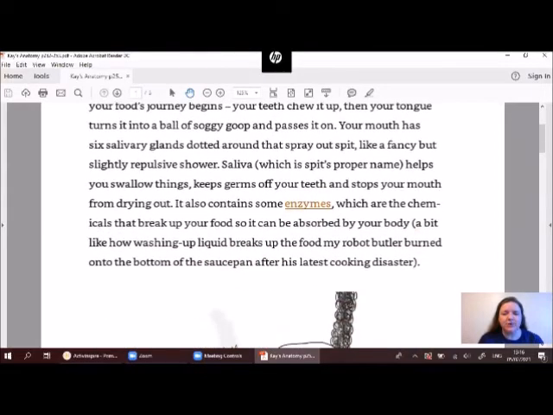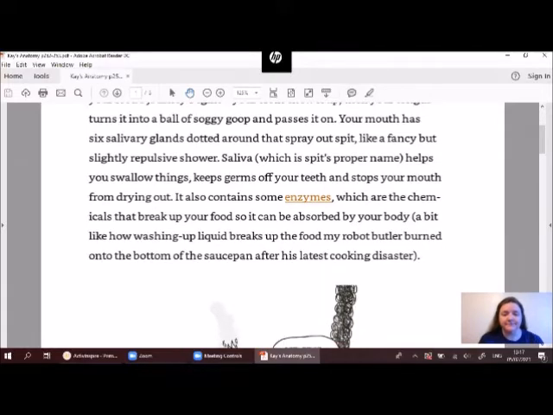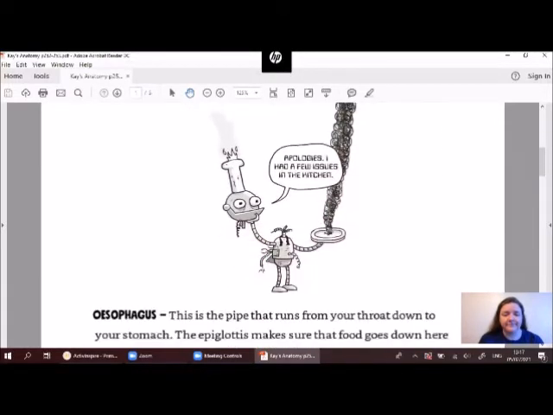Saliva, which is spit's proper name, helps you swallow things, keeps germs off your teeth, and stops your mouth from drying out. It also contains some enzymes, which are the chemicals that break up your food so it can be absorbed by your body. A bit like how washing up liquid breaks up the food my robot butler burned onto the bottom of the saucepan after his latest cooking disaster. Oh dear.